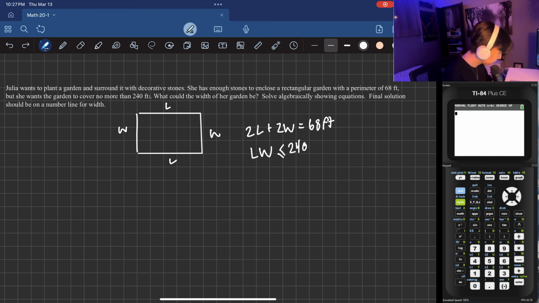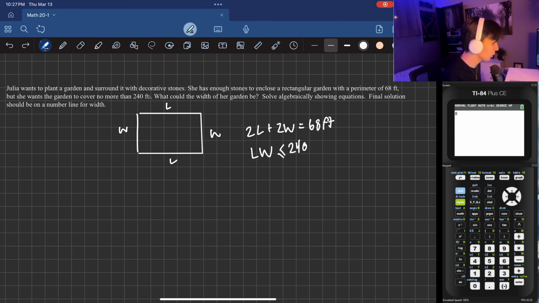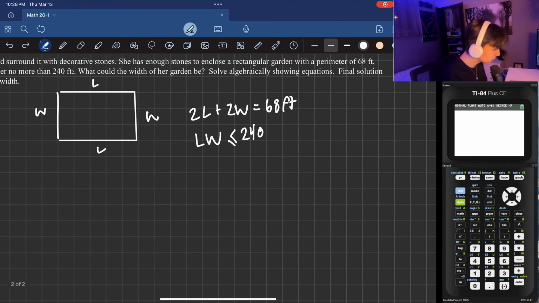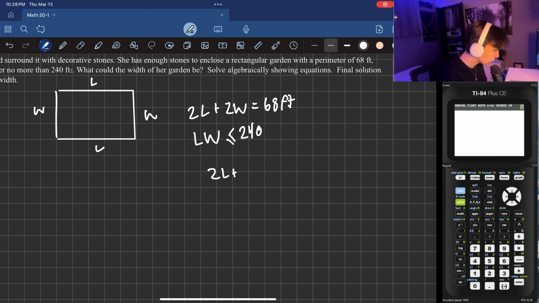So it's asking what could the width of our garden be. So to determine the width, you're going to find the x of this equation, right? The way we do this, if you remember back from unit 1, is very similar, because we've done these problems before where we have perimeter and we have area. So again, just for a little refresher, we have 2 length plus 2 width is equal to 68 feet, right?